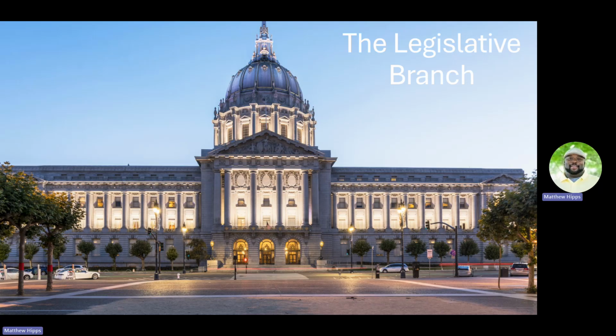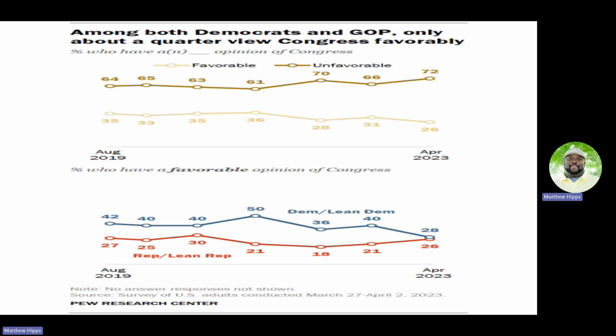So, the first thing to understand is that Congress is pretty unpopular. You can see from this graphic that the favorability ratings of Congress are remarkably low. They hover around 15 to single digits in modern America.